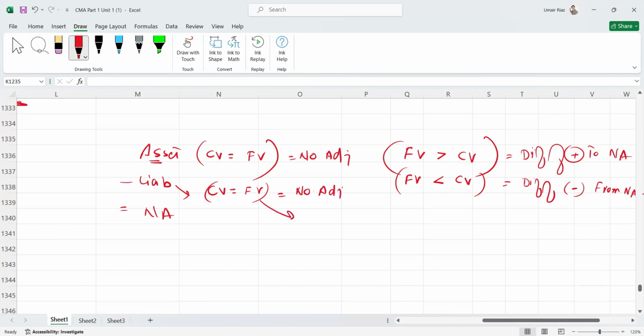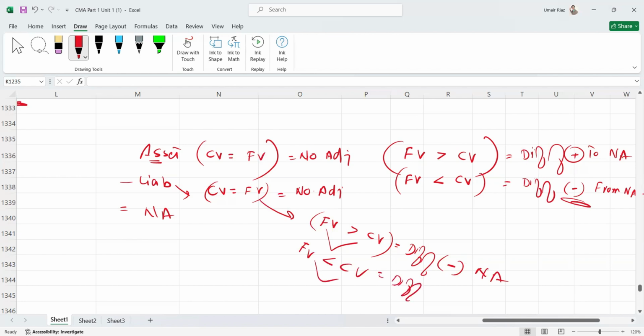But sometimes he may tell you that fair value of liability is greater than carrying value. So you have to first take the difference between carrying value and fair value. This difference you will deduct, it's totally opposite to the asset. So you will deduct from the net assets. But if he told you that fair value of certain liabilities is less than carrying value, in that scenario, opposite to the assets, what you have to do? You will again take the difference of fair value and carrying value. This difference you will add to the net assets.